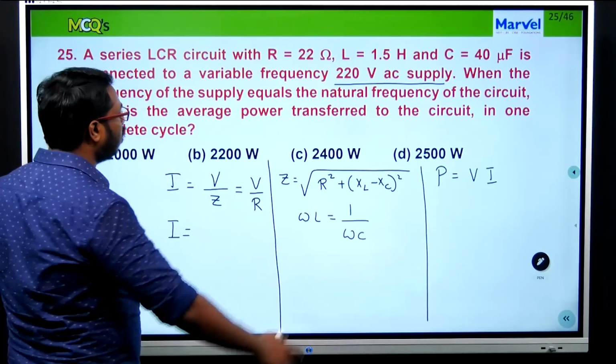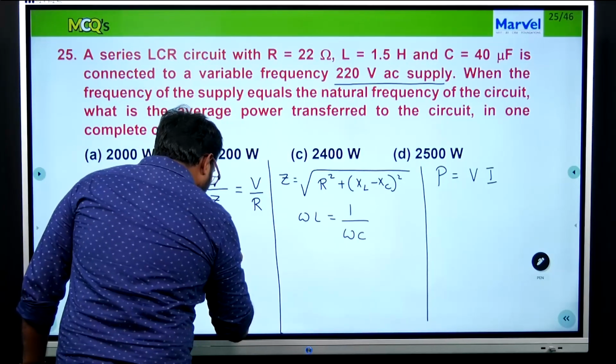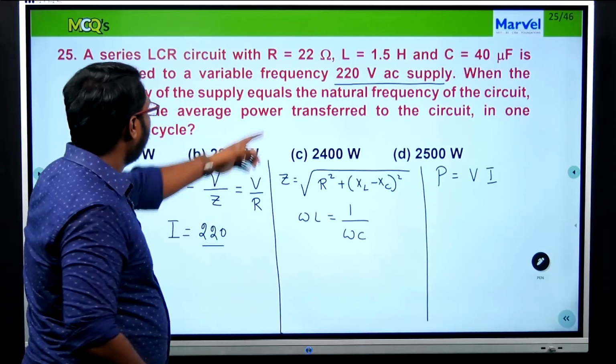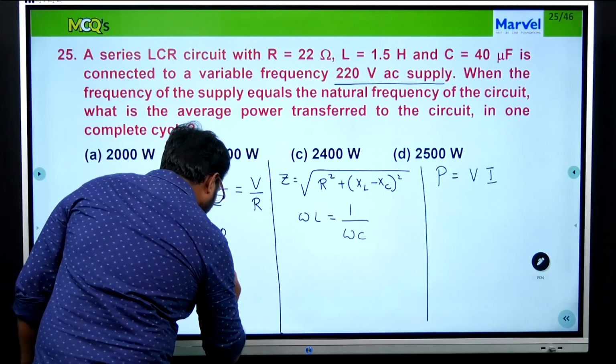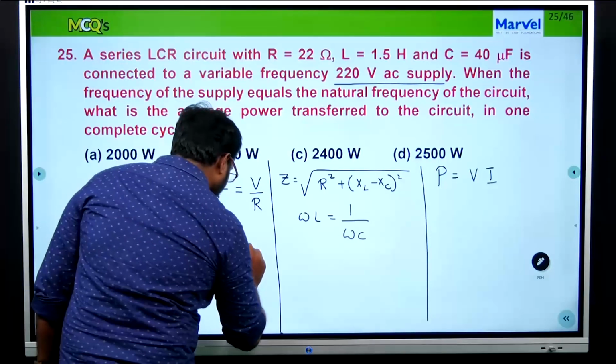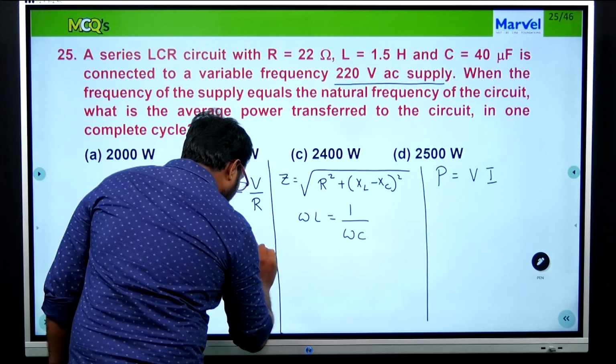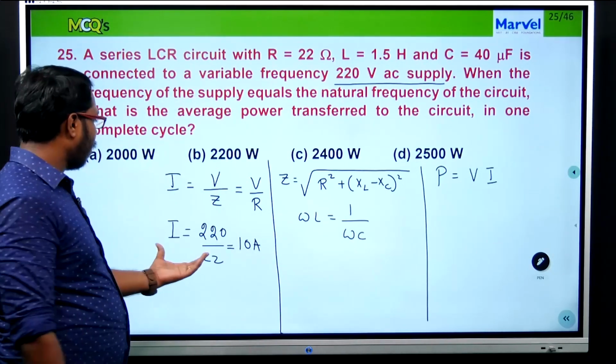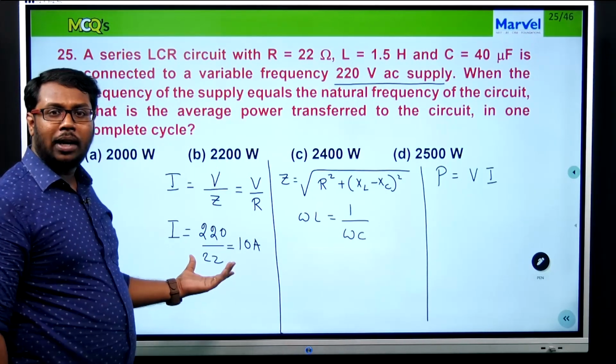Now, what is V? V is 220 volt divided by, what is my resistance? It is 22. Which in turn gives me 10 ampere of current. So 10 ampere of current is going to pass through the entire circuit.